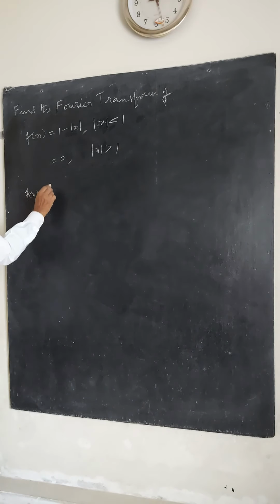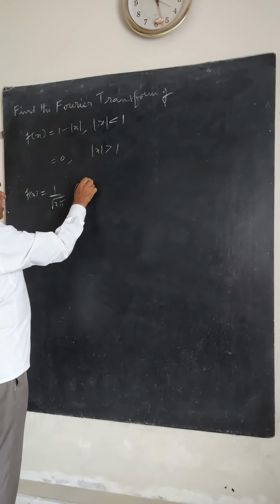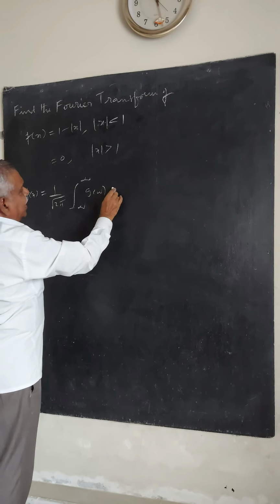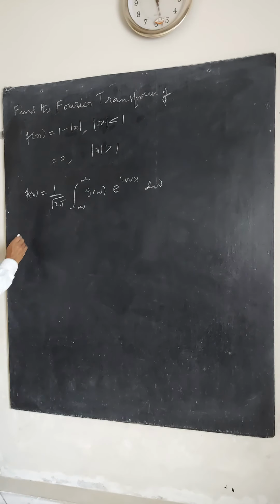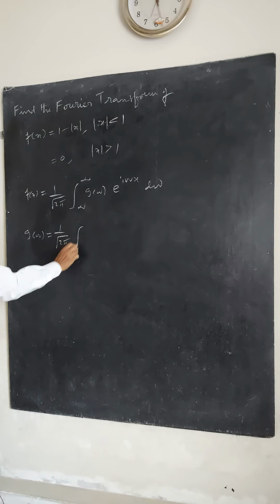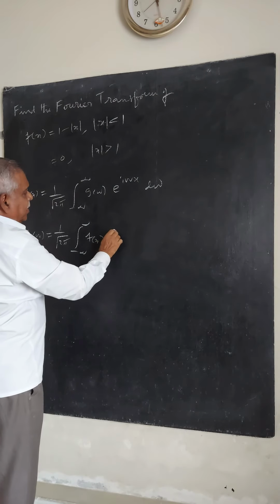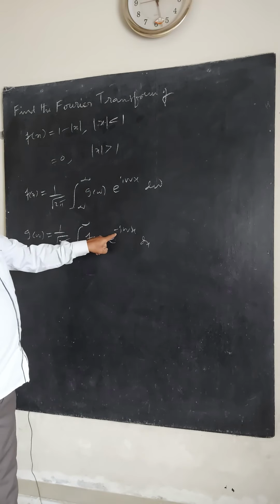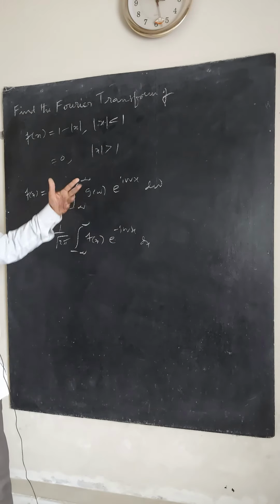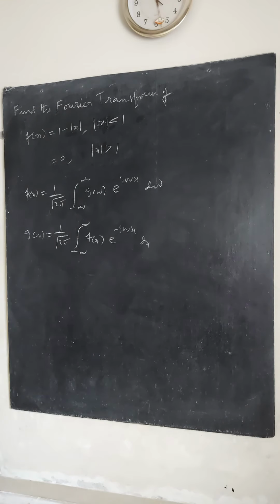f of x equals 1 by root of 2 pi integral minus infinity to plus infinity g omega e power i omega x d omega, and g omega equals 1 by root of 2 pi integral minus infinity to plus infinity f of x e power minus i omega x dx. Some authors may write negative here and positive in this place. All are same. You can apply this Fourier transform either way.